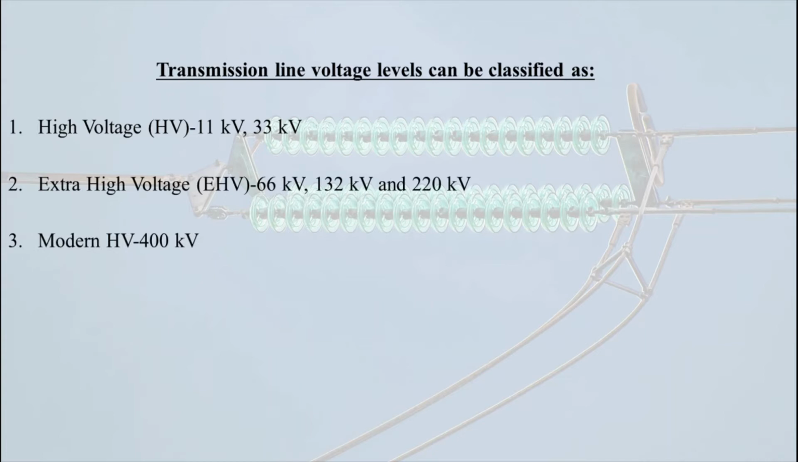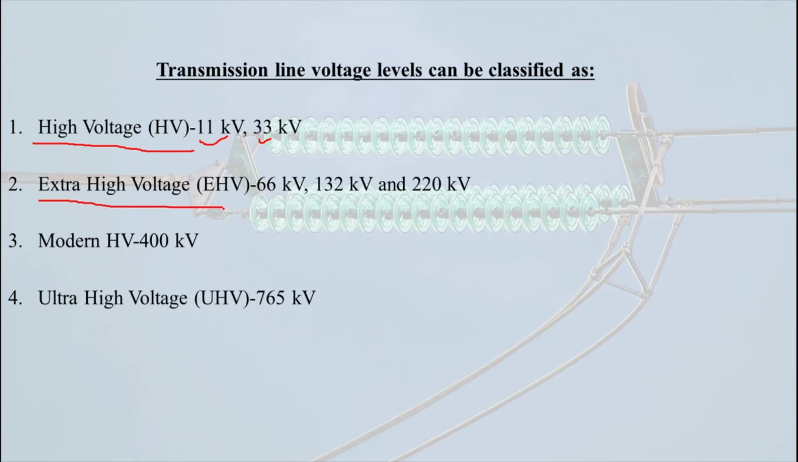So first voltage level HV means high voltage. All 11 kV or 33 kV lines are generally treated as high voltage lines. This voltage level is used in primary and secondary distribution. Second voltage level is EHV. EHV means extra high voltage. All 66 kV or 132 kV or 220 kV lines are generally considered as EHV lines. This voltage level is generally used in sub-transmission system.